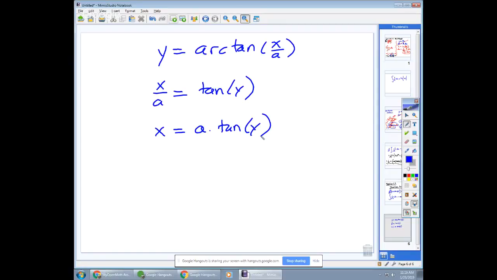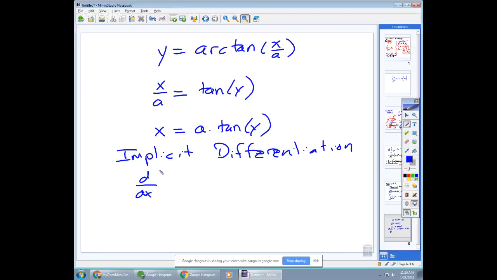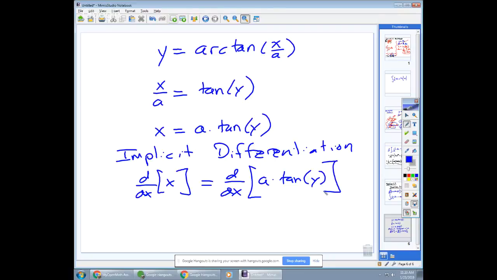Now, here I can use implicit differentiation. Implicit differentiation means you acknowledge that y is a function of x, so I have to use the chain rule. So I take the derivative of each side. The derivative with respect to x of x should be equal to the derivative with respect to x of a times the tangent of y. Left side's easy. What's the derivative on the left? 1.